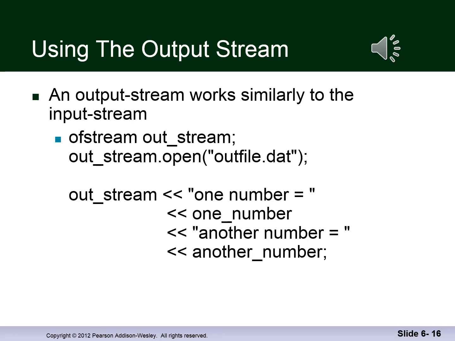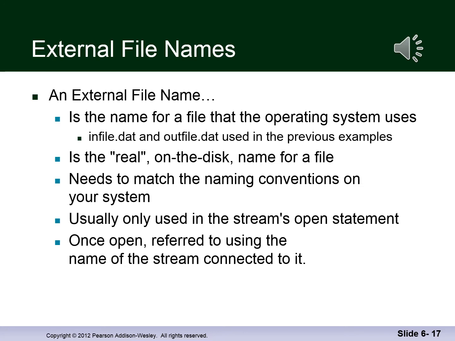I mentioned this before. The external file name is the name of a file that the operating system uses. In the previous example, we used infile.dat and outfile.dat. Those are flat files stored on the disk. You have to match the naming conventions on your system. It's usually only used in the stream's open statement. Once open, refer to the file using the name of the stream connected to it. So you're not going to use the file name once you have used the open function to connect the file to that stream object.